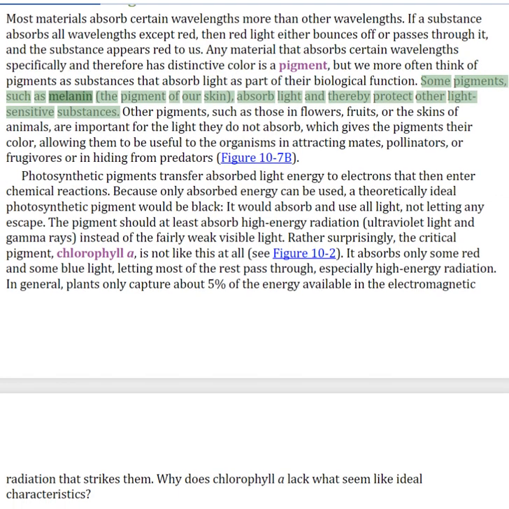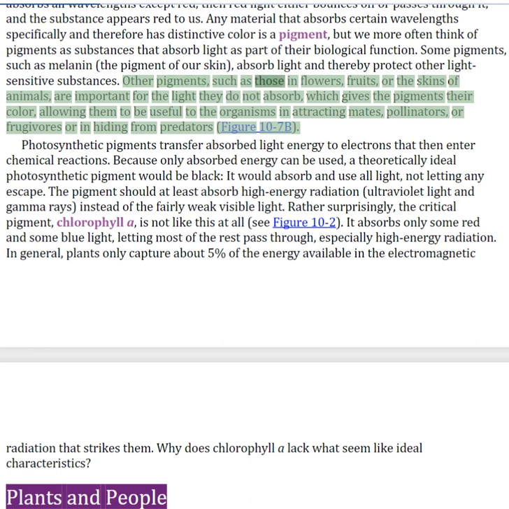Some pigments, such as melanin, absorb light and thereby protect other light-sensitive substances. Other pigments, such as those in flowers, fruits, or the skins of animals, are important for the light they do not absorb, which gives the pigments their color, allowing them to be useful to the organisms in attracting mates, pollinators, or frugivores or in hiding from predators.